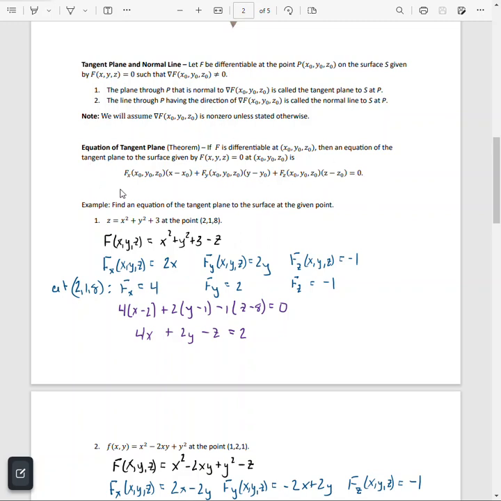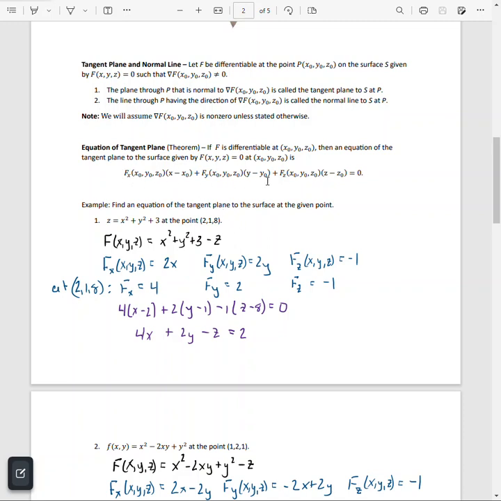So we know how to write the equation of the tangent plane if we have a point and we have our capital F of x, y, z, which is equal to 0. So let's give this a shot. Find an equation of the tangent plane to the surface at the given point. It's z equals x squared plus y squared plus 3 at the point 2, 1, 8. Equation of the tangent plane.